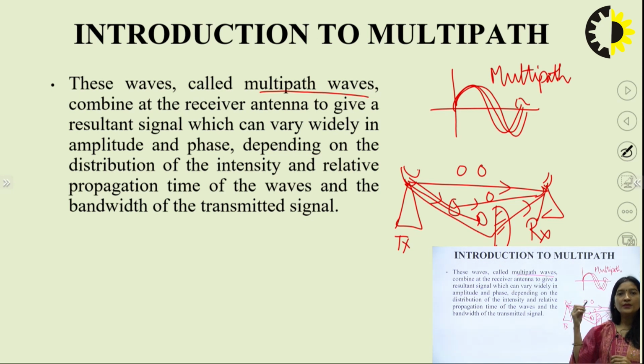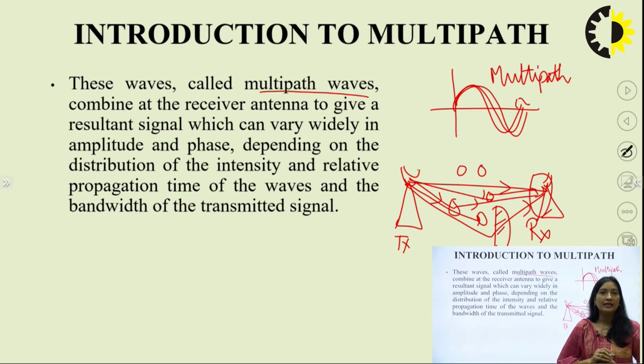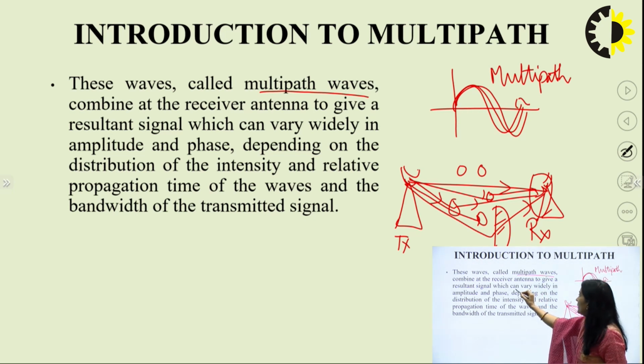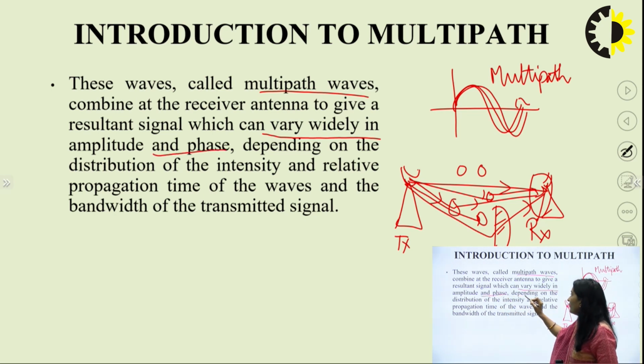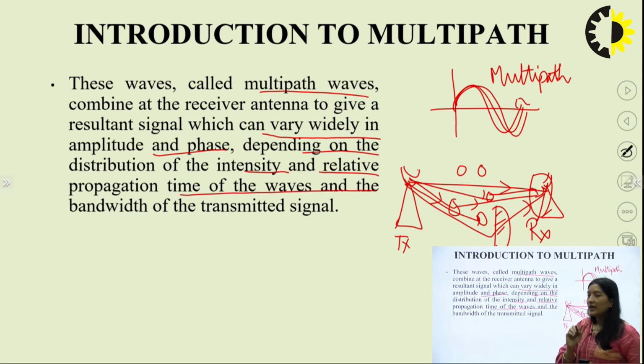So the wave that we receive at the receiver from different paths is known as multipath. It is a kind of delayed version, or time spread version, of the original signal. Because of this, your wave can vary widely in amplitude and phase depending upon the distribution of intensity, the relative propagation time of the wave, and the bandwidth of the transmitted signal.